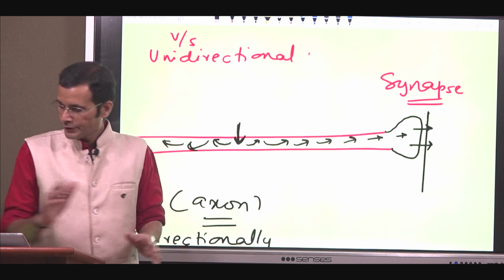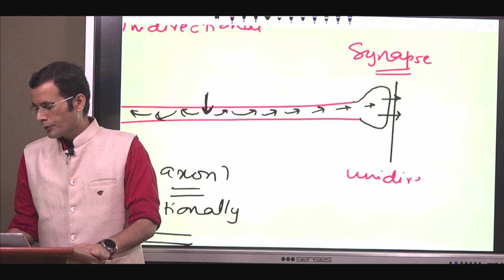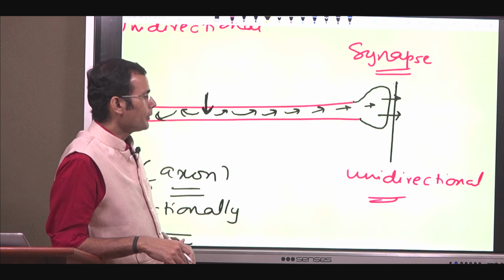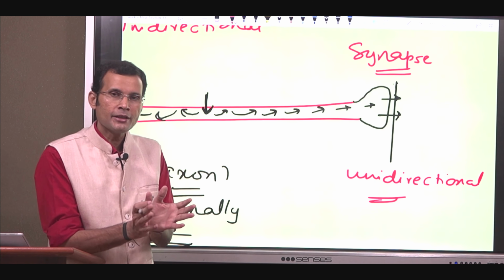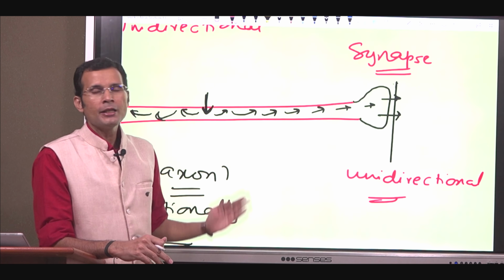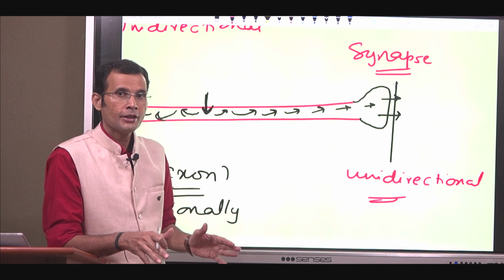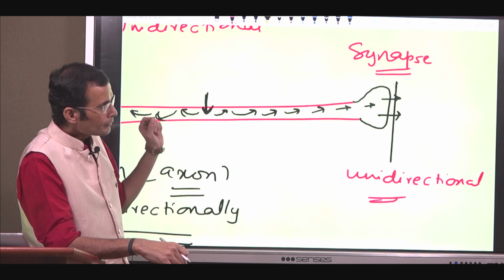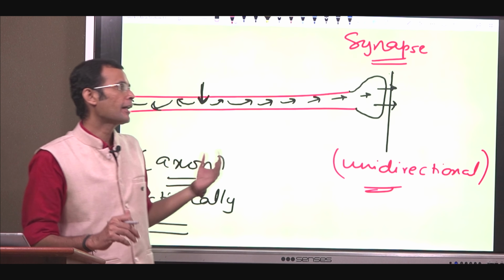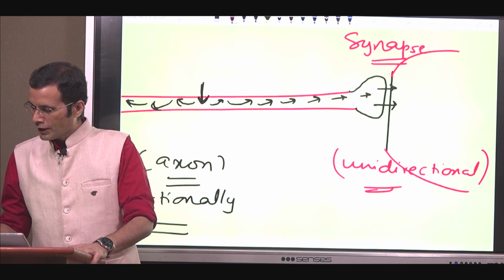At the synapse, there has to be unidirectional flow of impulse, unidirectional transmission of impulse, okay? So let me just summarize. A neuron, a nerve fiber can conduct the impulse bidirectionally, hypothetically, theoretically, experimentally. But a synapse will always conduct the impulse in a unidirectional fashion from the presynaptic neuron to the postsynaptic neuron.